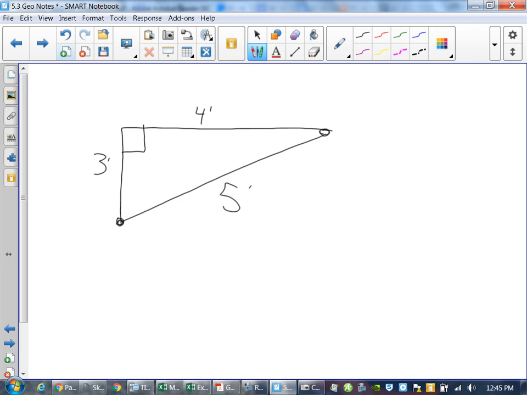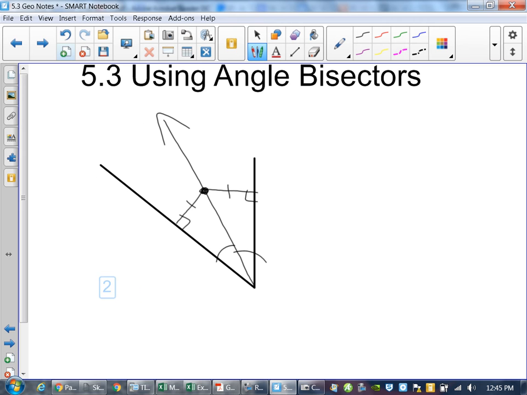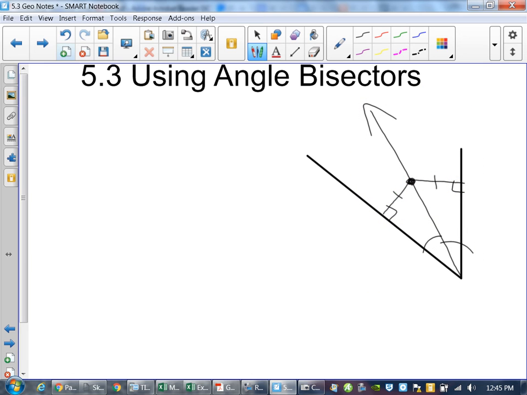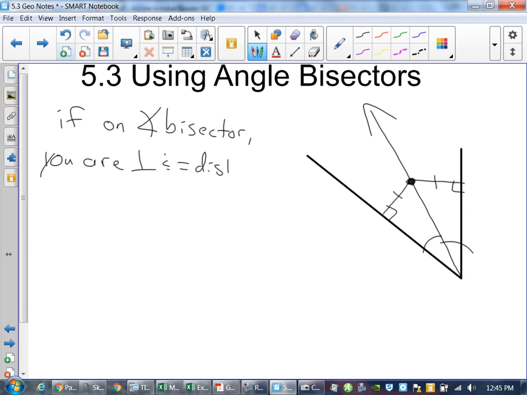Seriously, and I'm not lying. You'll come across this later in life, big time. So that's why we use this thing called a perpendicular distance to measure stuff out. It's the shortest distance between 2 points, and it always makes a right angle. So bisector stuff is actually really easy to work with. If you're on an angle bisector, you are perpendicular and equidistant to the sides.